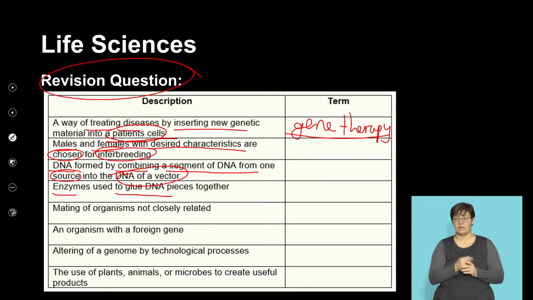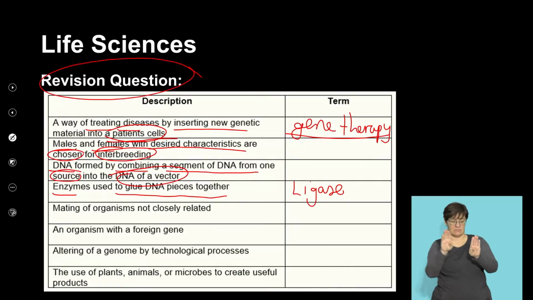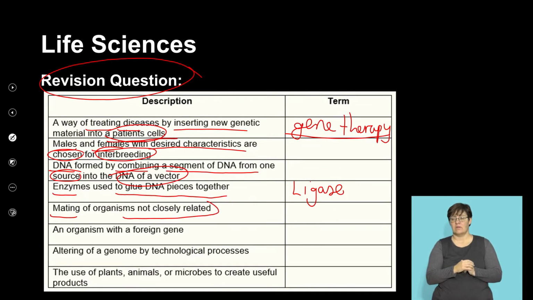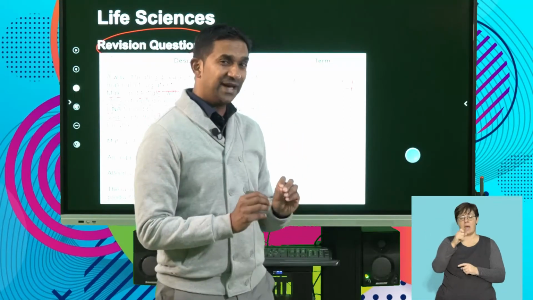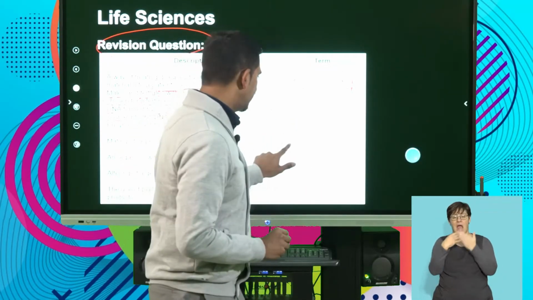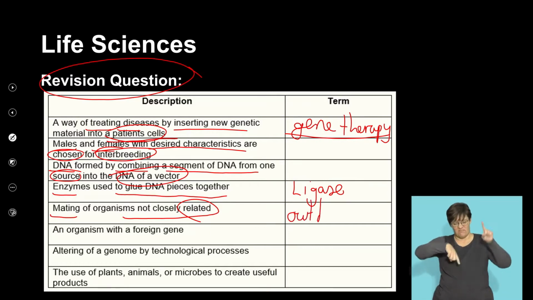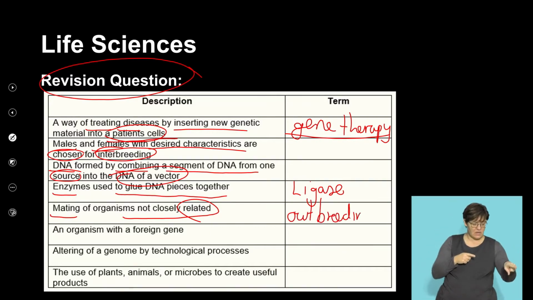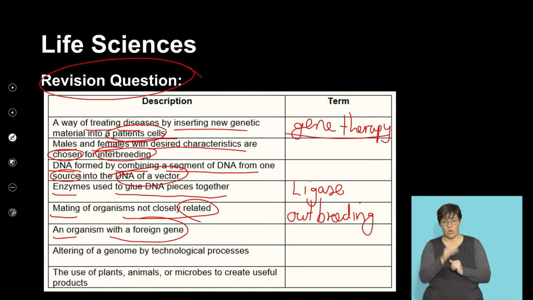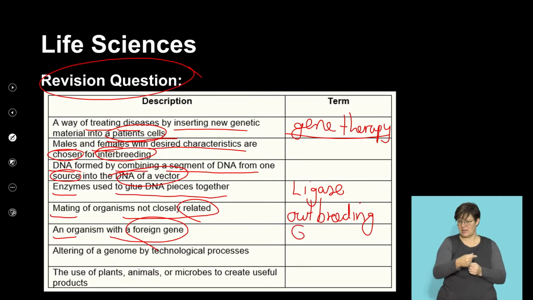Enzymes used to glue DNA pieces together, again, that is an enzyme which we refer to as ligase, and it's used basically to connect a recombinant DNA into a plasmid. Mating of organisms not so closely related, again, this encourages what we refer to as hybrid vigor, and that is referred to as outbreeding, where we try and bring in variation by crossing individuals that are not closely related, and that is called outbreeding.